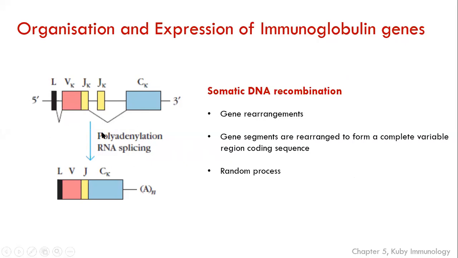It is always random. You cannot tell which one will stitch to what. It is a random process. No one can control that. There is an end product that will come very randomly.